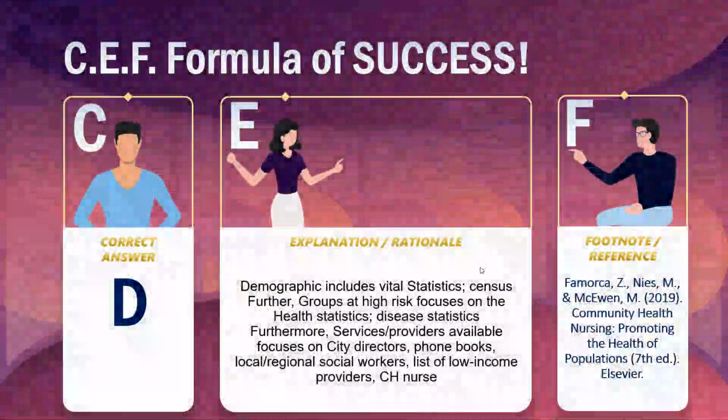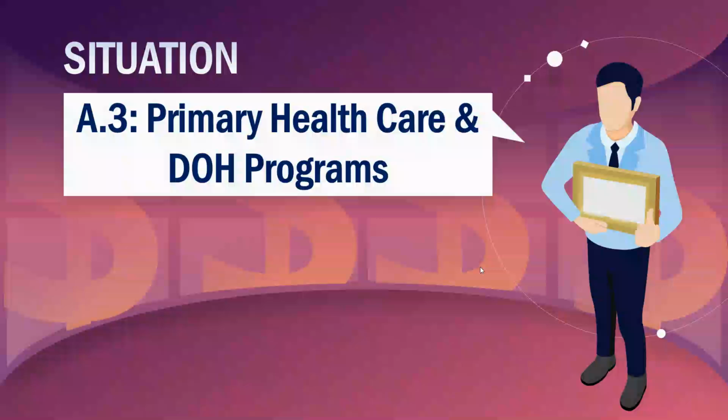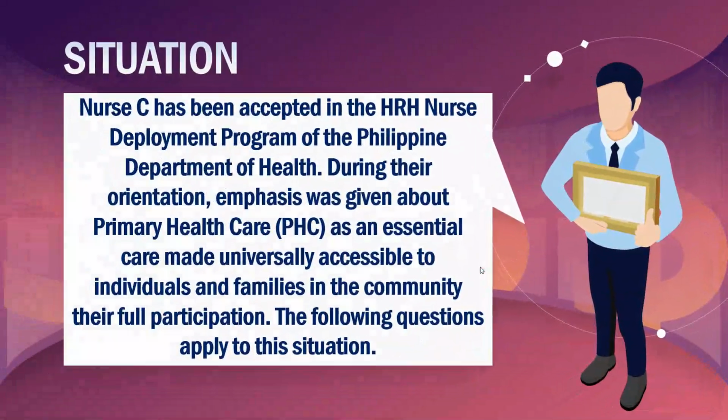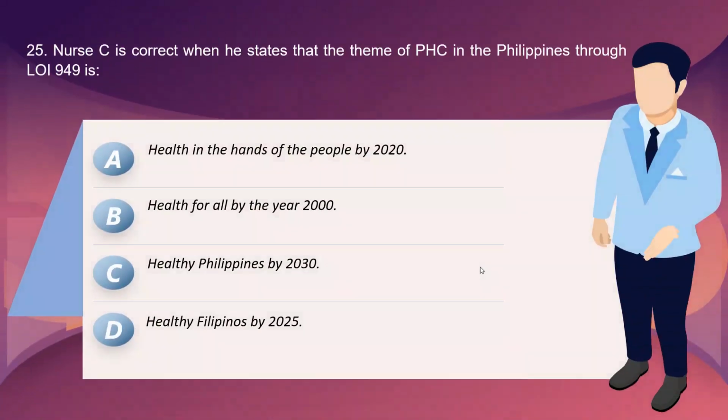Let's now have the second set of questions, and that is pertaining to 8.3, primary healthcare and DOH programs. Let's begin with situation C. Nurse C has been accepted in the HRH Nurse Deployment Program of the Philippine Department of Health. During their orientation, emphasis was given about primary healthcare as an essential care made universally accessible to individuals and families in the community. For their full participation, the following questions apply to this situation. 25.